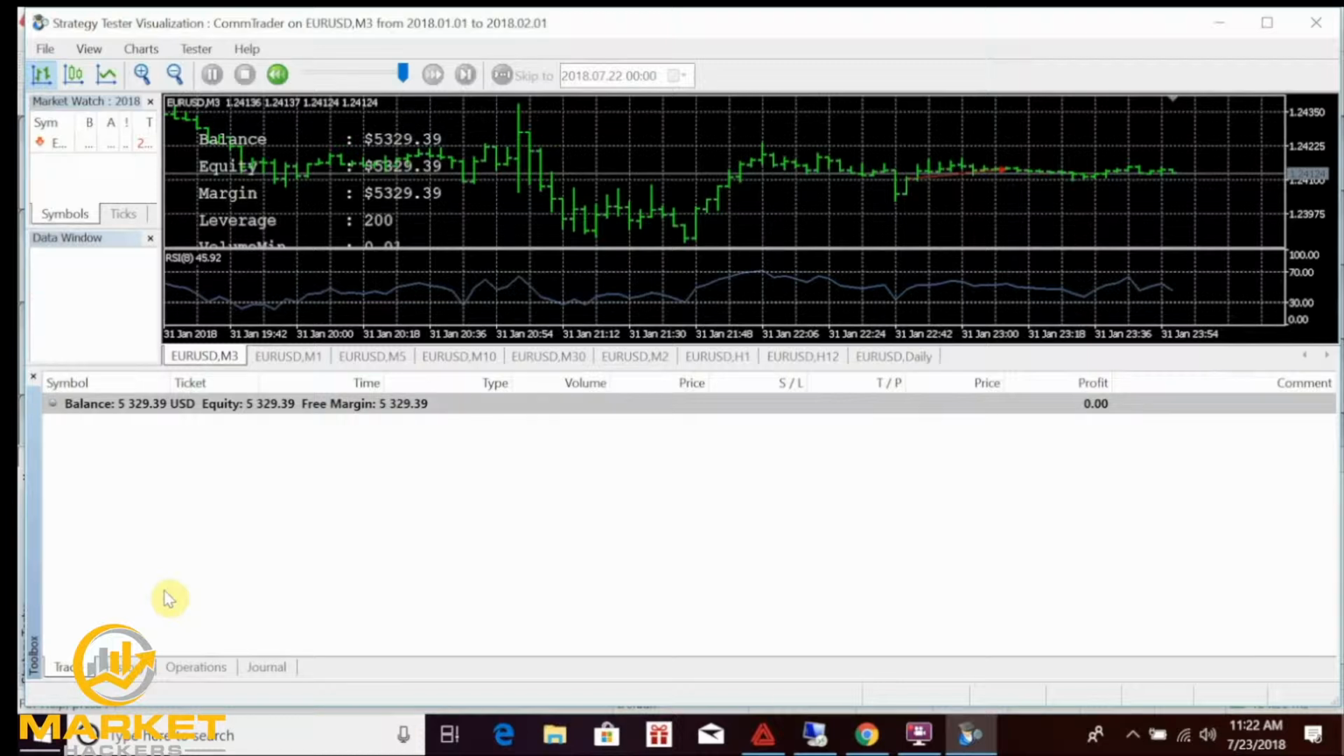So it looks like the month has just finished. Can we show everyone what's happened here for the month? Okay, so for the month, it went from $5,000 to $5,329.39. That's for one pair, correct? That's for one pair.